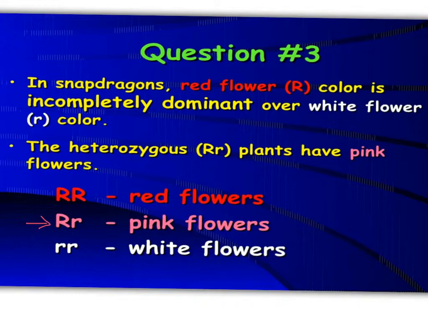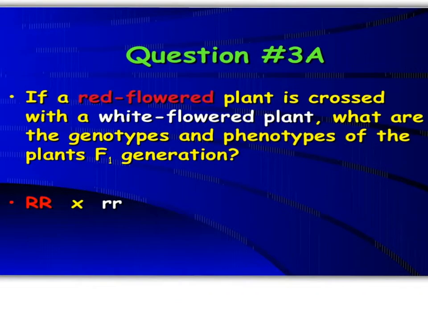Now, in order to do an incomplete dominance problem, the problem must state that it is incomplete dominance, or it must state what the heterozygous condition is. You are not expected to have all of these different conditions memorized. So, a red-flowered plant is crossed with a white-flowered plant. What are the genotypes and the phenotypes of these plants? Well, let's see what we would have on the next slide.